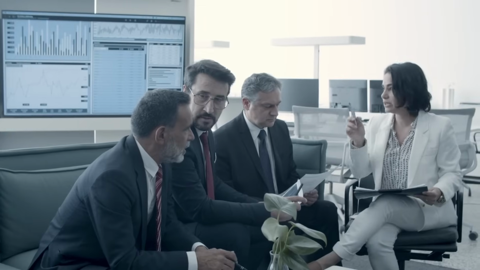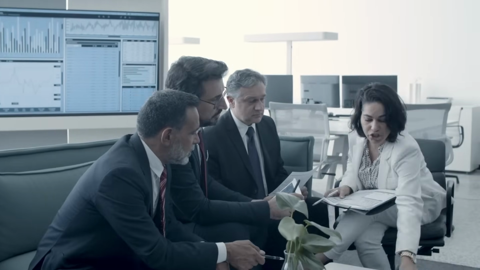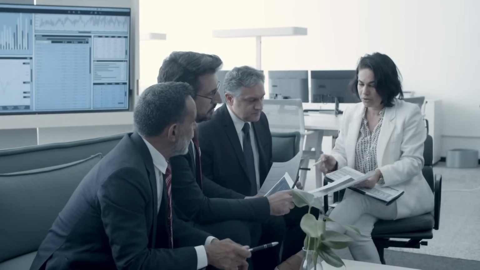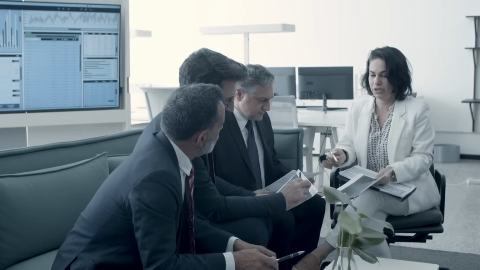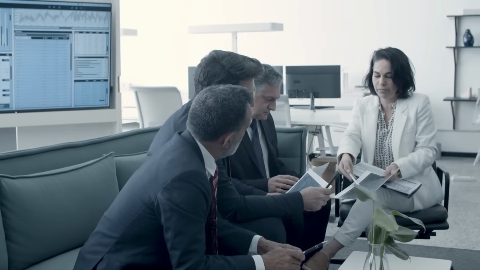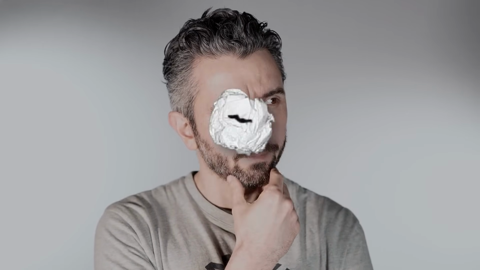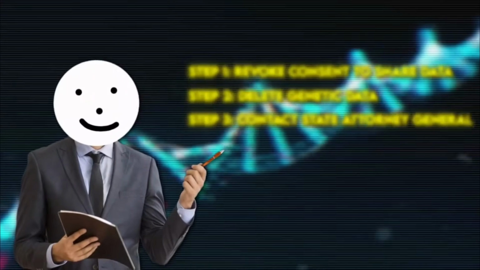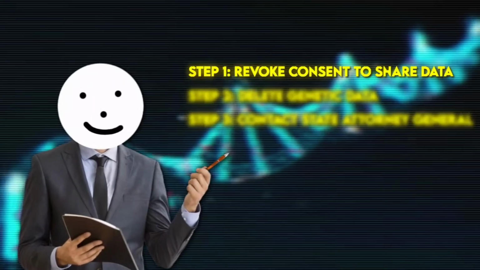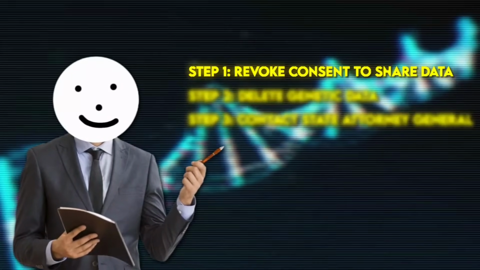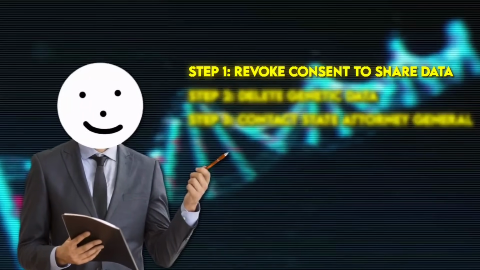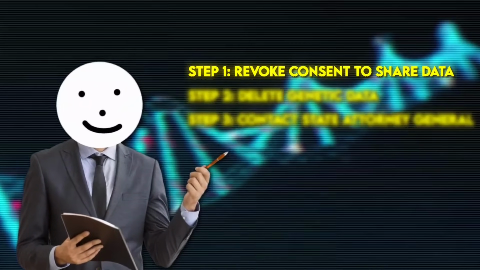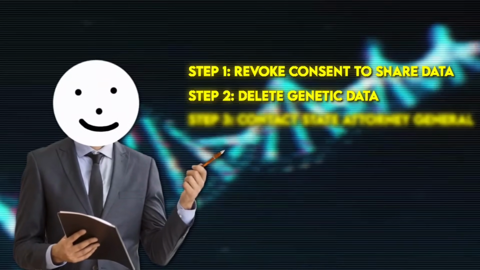On March 23, 2025, 23andMe filed for Chapter 11 bankruptcy with intentions to sell most of its assets. CEO Ann Wojcicki resigned on the same day. Now, we know what you're probably thinking. Great, so I've already sent my DNA in. What can I do now? The good news is, there are steps you can take to protect yourself. First, log into your 23andMe account and revoke consent for sharing your genetic data with third parties. That's step one. Then, consider deleting your genetic data entirely.